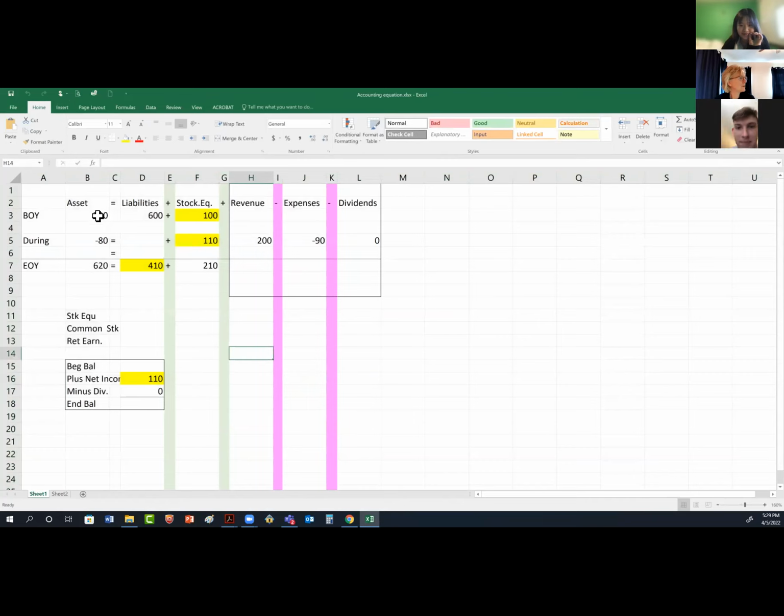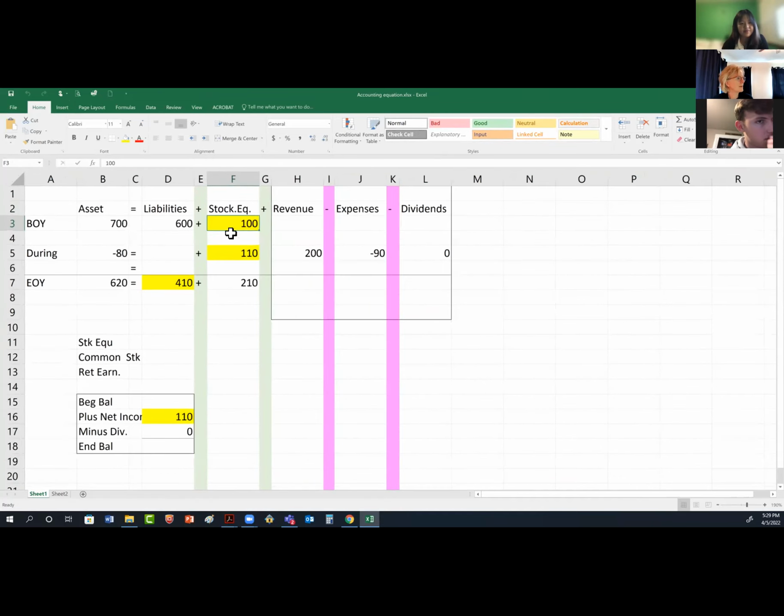If it says your beginning balance of assets is 700, liabilities is 600, what's stockholders' equity? During the year, assets went down 80, stockholders' equity went up 110. What's the ending balance of liabilities? So those are just algebra problems. So you would get something like this.